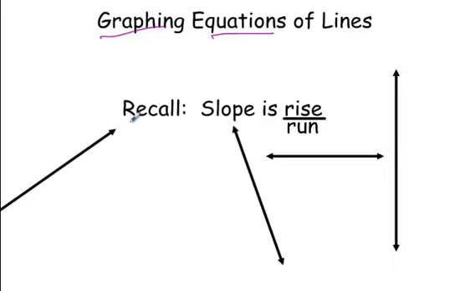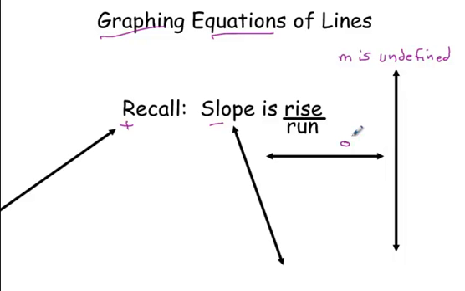Like if it goes up to the right, we're going to say that it has a positive slope. If it goes up to the left, it's a negative slope. A horizontal line has a slope that equals 0. If it is a vertical line, the slope, m, is undefined. Don't say no slope.